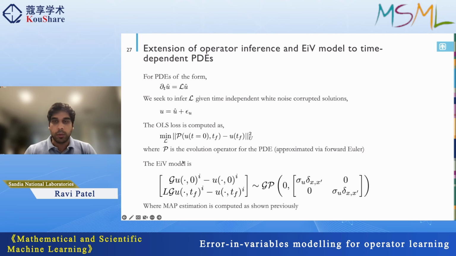The error in variables model looks very similar as before. We'll look at the state at time 0 and the state at the final time. And as before, we'll assume that the error here is distributed as a Gaussian. And we compute the MAP as done previously.